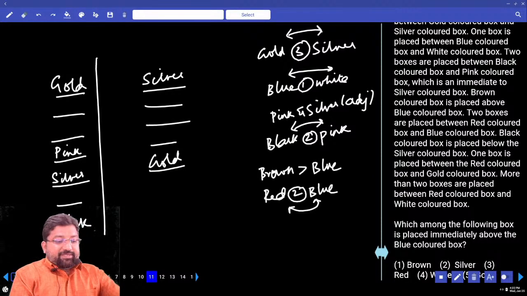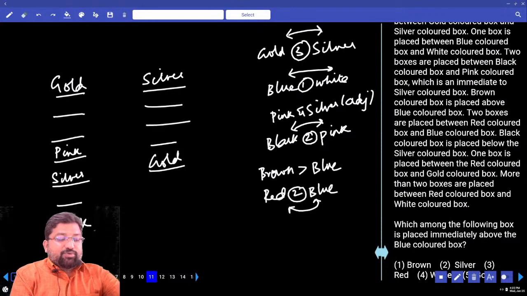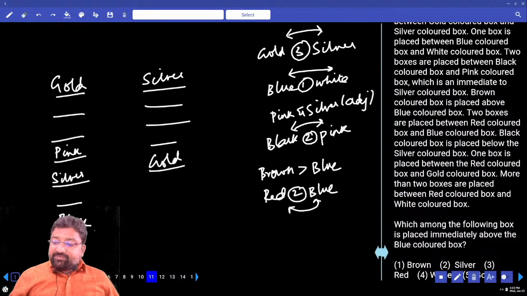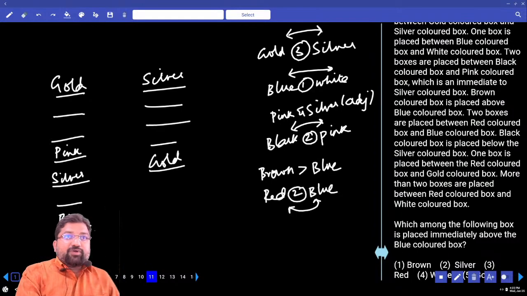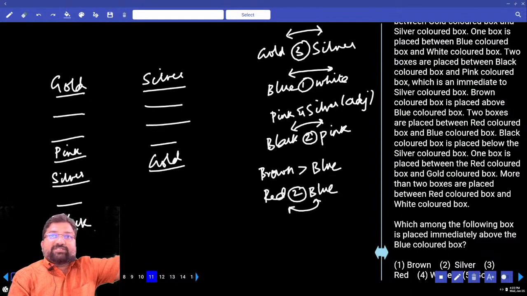How many did I write here? How many boxes did I place? 7. And I am looking forward for only 1. 1 between red and gold, so can I take red above gold? Because I'll get 2 extra.